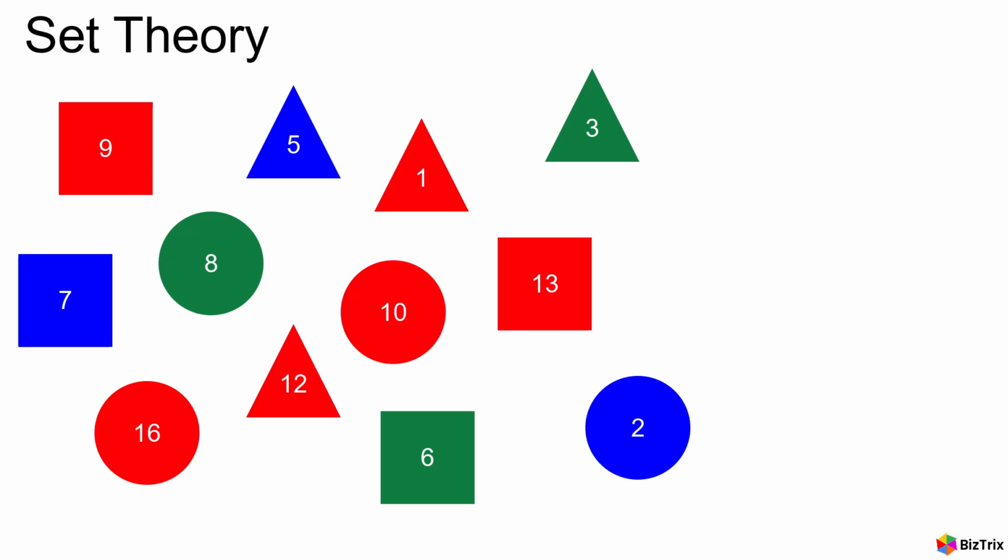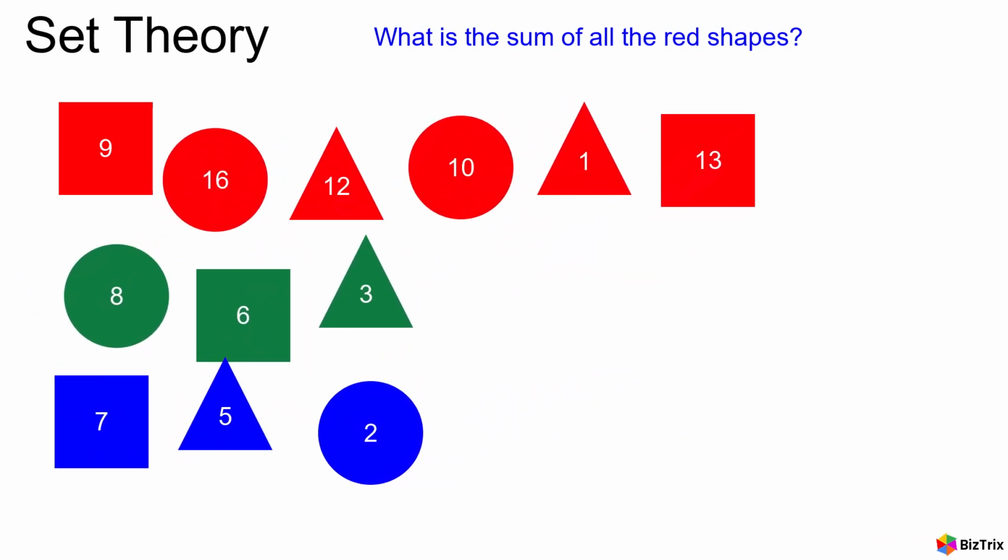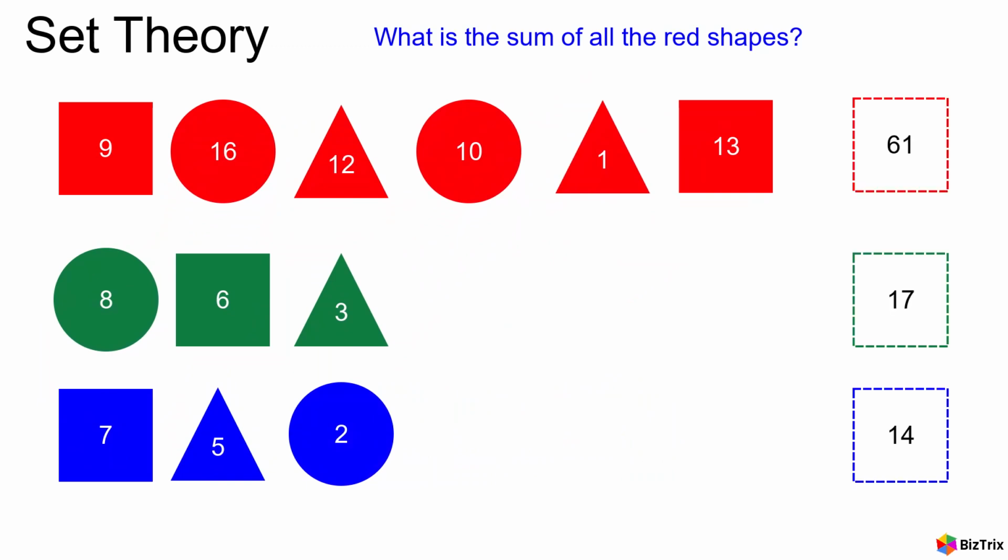Let's use a practical example to illustrate a set-based approach. Here we have different objects. Each object has a color and a value. If someone asked us to sum all the red shapes, what might we do? We would group the objects by color and sum the values where the color is red. The red shapes sum to 61.